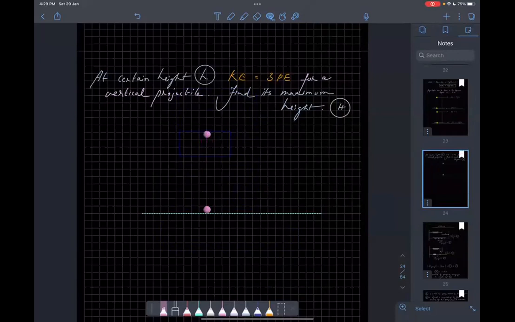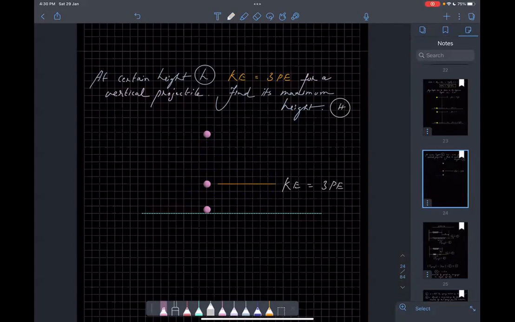Now this is at some other height, because at maximum height kinetic energy will be 0. That means the given height is not maximum height, that is for sure. So this is the height given, and here kinetic energy is 3 times potential energy. I can guess blindly that it must be closer to ground, because kinetic energy is higher than potential energy. That means mostly it is kinetic energy, correct?